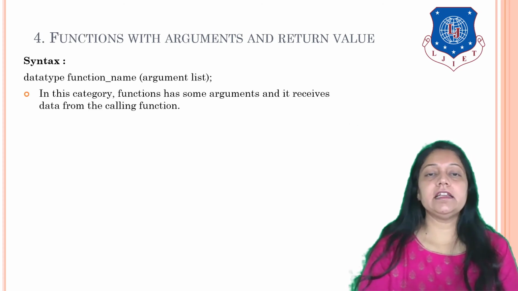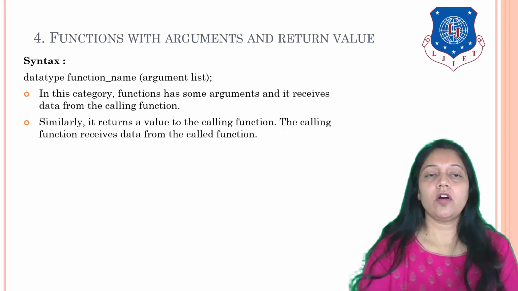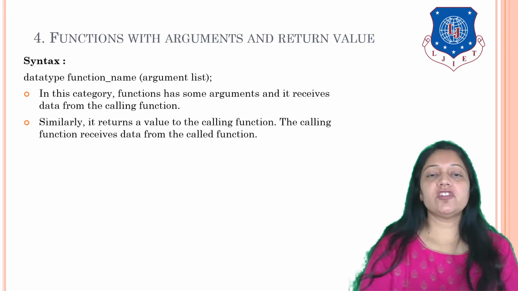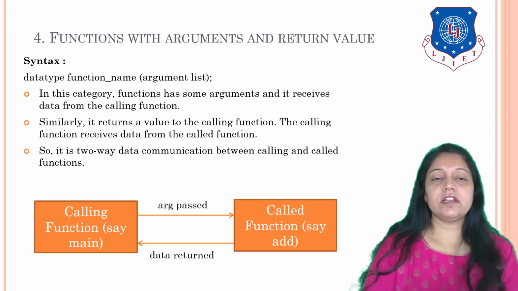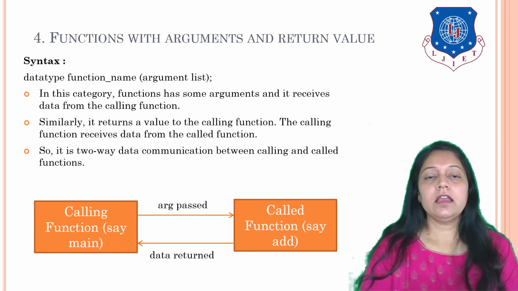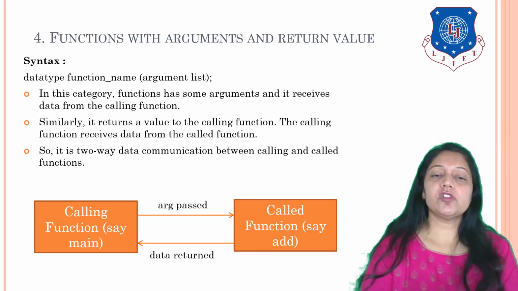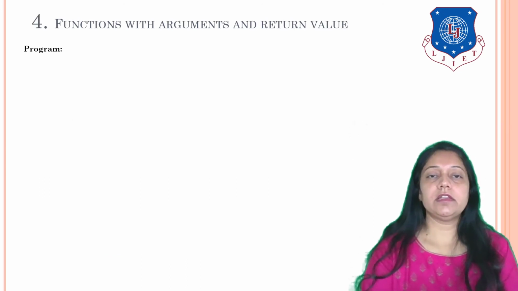So in this category, the function has some arguments and it receives the data from the calling function. Similarly, the function is going to return some value also to the calling function. So here you can say that there is a two-way communication between the calling and the called function. So the diagram for this would be a function call, let's say it's main. It passes some arguments to the called function, say it's the add function in our case, and the add function is also going to return some value to the calling function. Let's understand this with a small program.